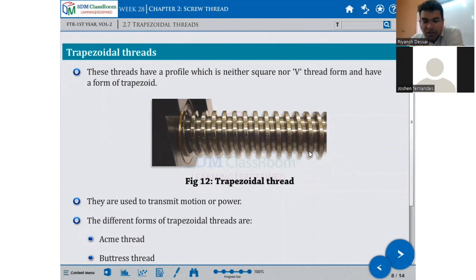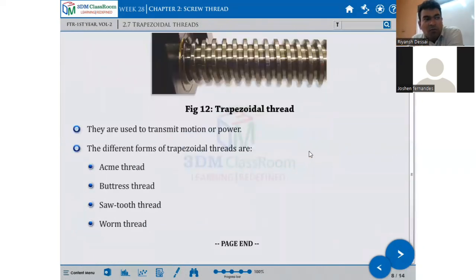Again, like in a screw jack, it is used for motion transmission purposes. The different forms of trapezoidal threads are acme thread, buttress thread, sawtooth thread, and worm thread. These threads are formed from the trapezoidal thread: acme threads, buttress threads, sawtooth thread, and worm thread, by modifying the trapezoidal thread.